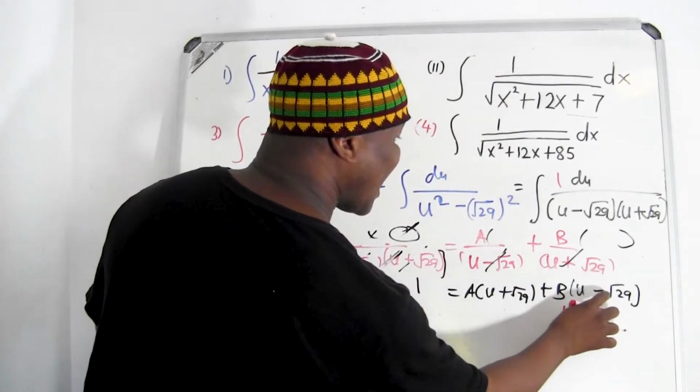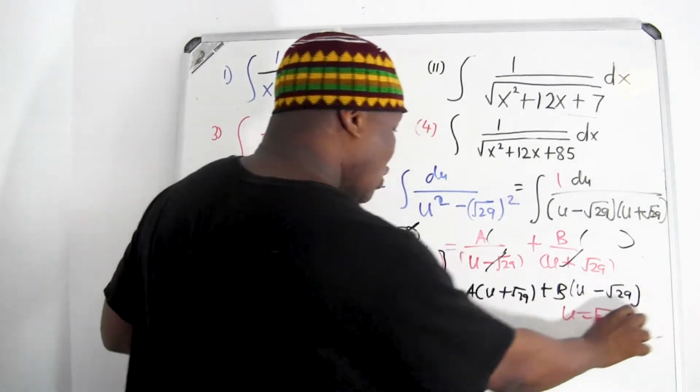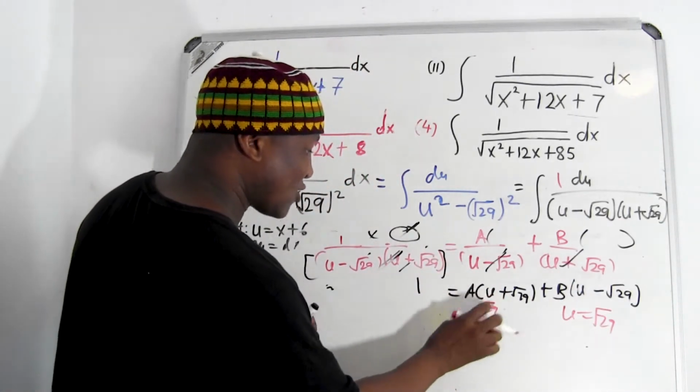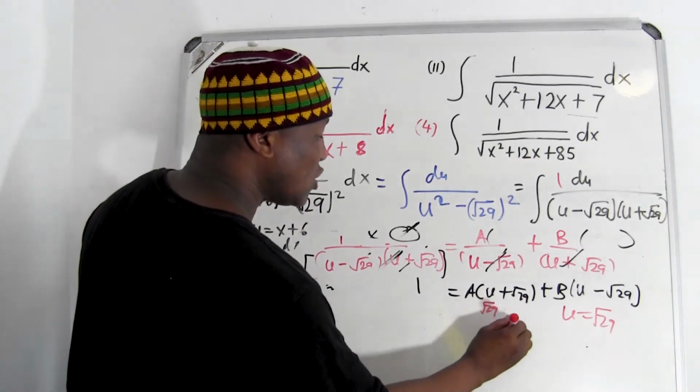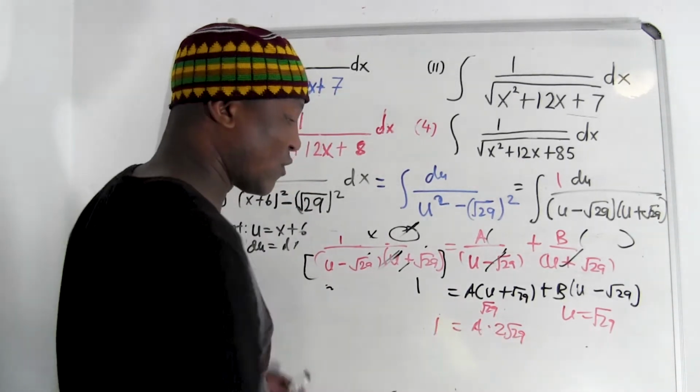Means it's going to be square root of 29 minus square root of 29, which is equal to 0, and 0 times b equal to 0. So everything here equals 0. So here is going to be square root of 29 plus square root of 29, which is 2 square root of 29 times a equal to 1, divided by 2 square root of 29.